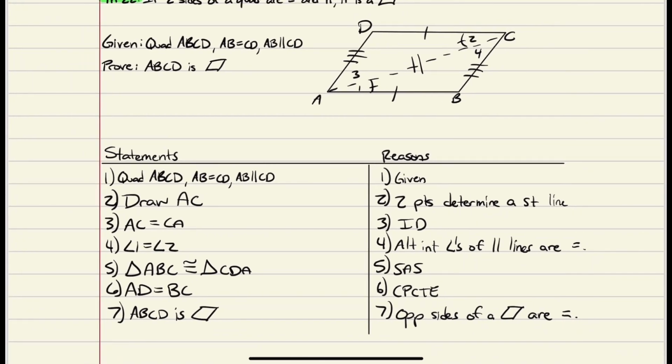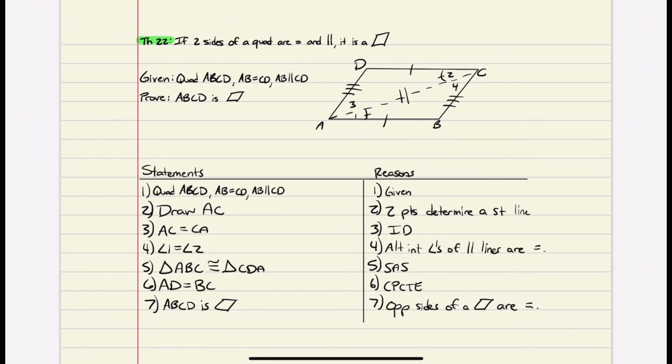I believe this is sufficient for a basic proof, but if you wanted to go all the way to making the opposite sides parallel, you could easily do that in just 2 more steps, I believe. Theorem 22, if 2 sides of a quadrilateral are equal and parallel, it is a parallelogram.